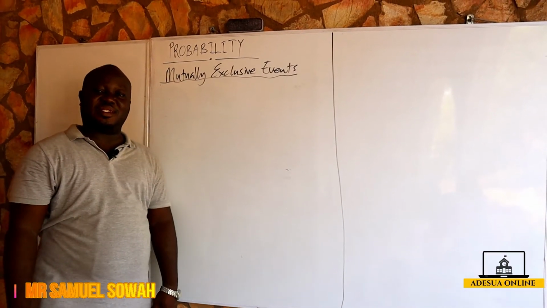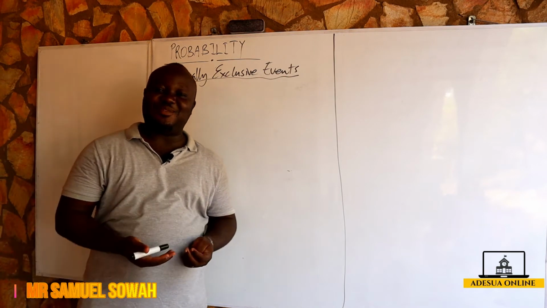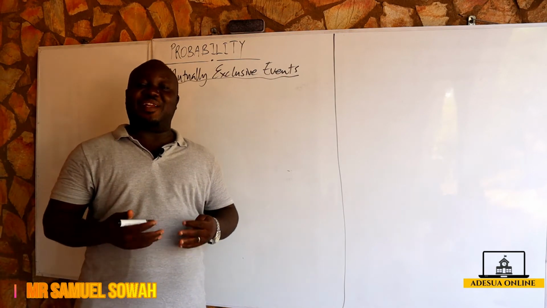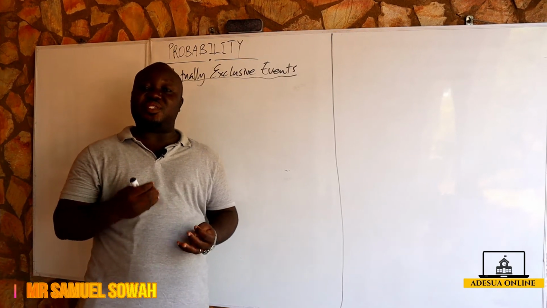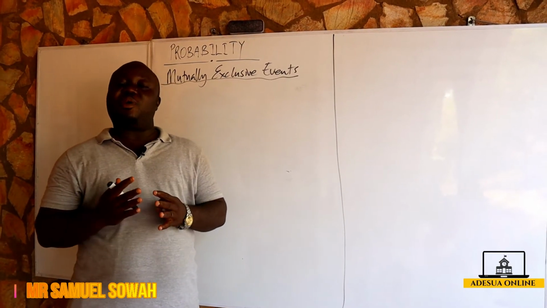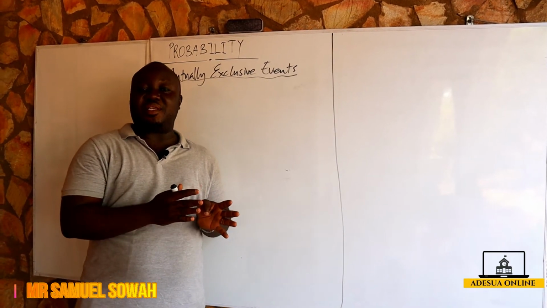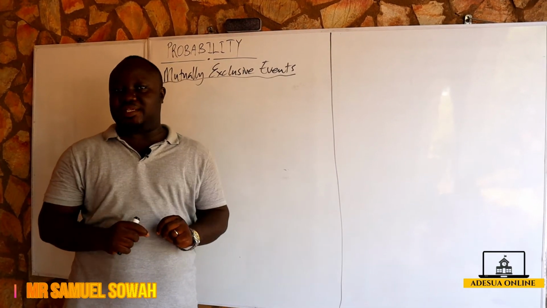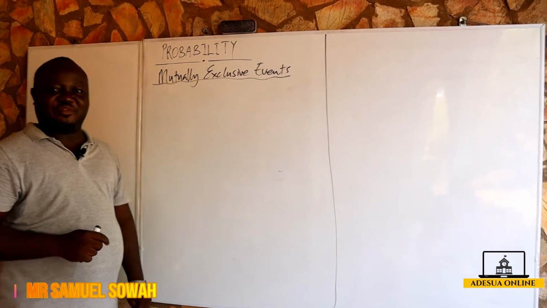From our previous lesson, we learned that probability is the likelihood or unlikelihood of an event to occur. And we also said that probability ranges between 0 and 1. When the probability is closer to 0, it is less likely to occur, and when it is closer to 1, it is more likely to occur. Now, let's talk about mutually exclusive events.